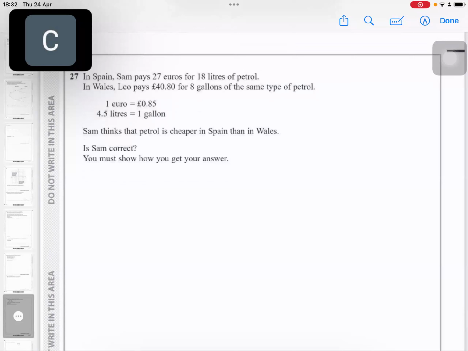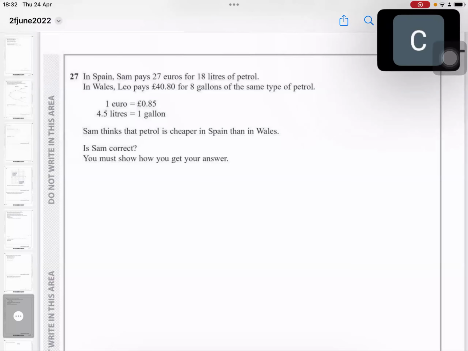Okay, it says in Spain, Sam pays 27 euros for 18 liters of petrol. In Wales, Leo pays 40 pounds and 80 pence for 8 gallons of the same type of petrol. Okay, so what's the question? 1 euro is 0.85 pounds, and 4.5 liters of petrol is equal to 1 gallon.